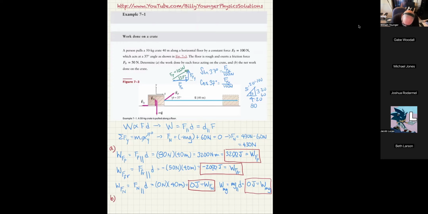And that gives us work net equals the work done by the normal force, plus the work done by the friction force, plus the work done by FP, plus the work done by mg. Now you can see what happens when we add all those up. We're basically just going to get 1,200 joules equals W net. Anybody have any questions on that one?